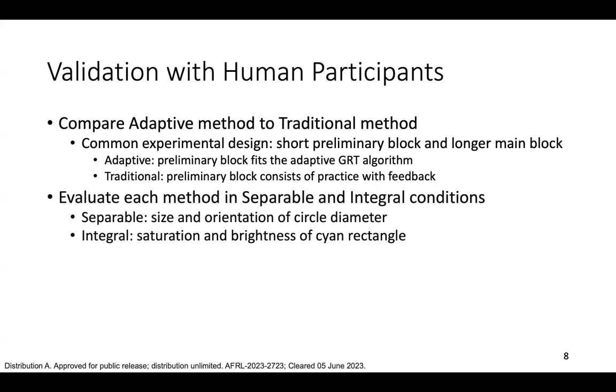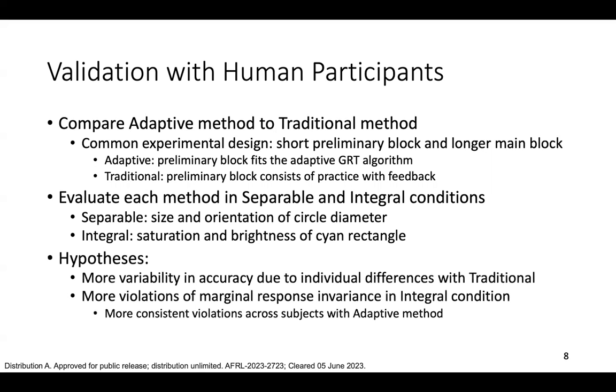Each experiment will have 2 between-subjects conditions that use either separable or integral stimuli. The separable stimuli dimensions are the size of a circle and the orientation of its diameter. The integral stimuli dimensions are the saturation and brightness of a cyan rectangle.